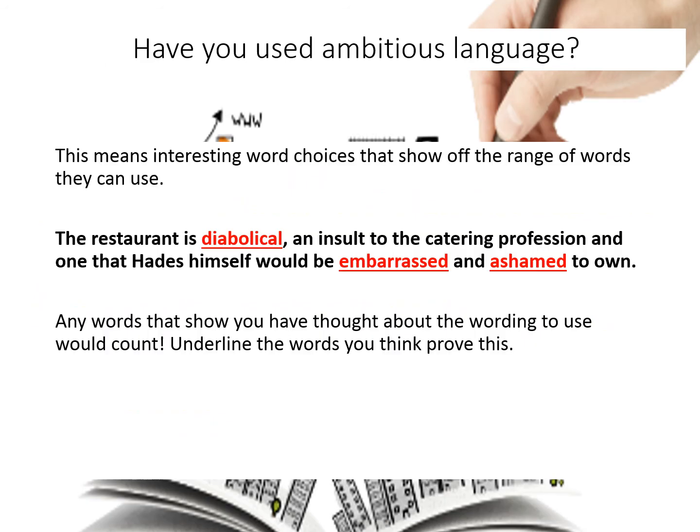You might then want to check you've used ambitious language, that is high-level vocabulary, to really get the examiner's attention and show off what you can do. We've got words like diabolical, embarrassed and ashamed in the example on the board there. So underline any effective words that you think you've used. Those are words that you think, yep, I thought about that word, I really tried hard to get the best word I possibly could into my answer.